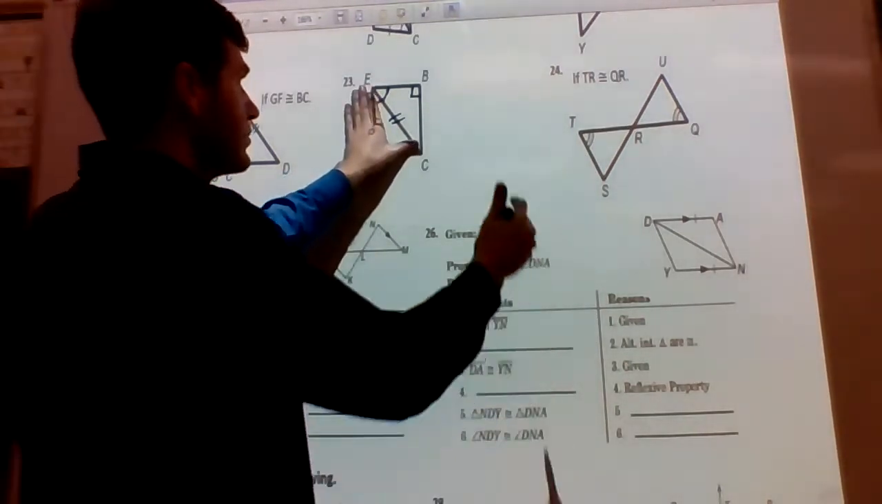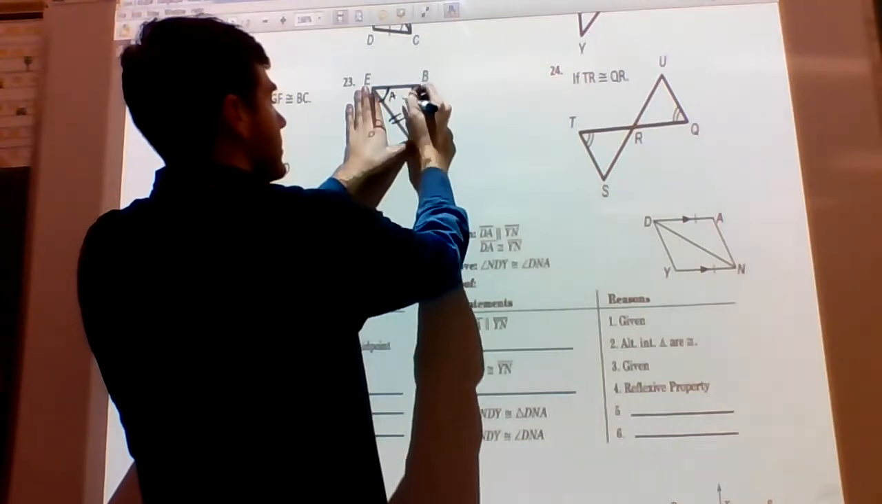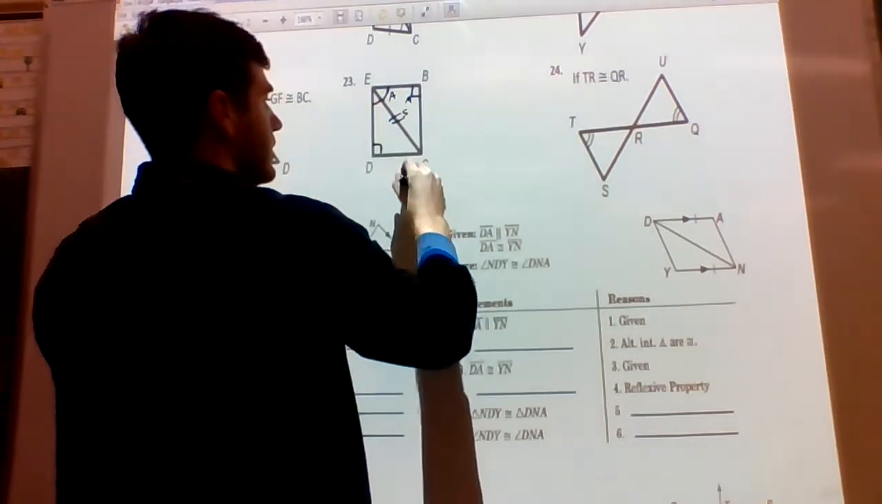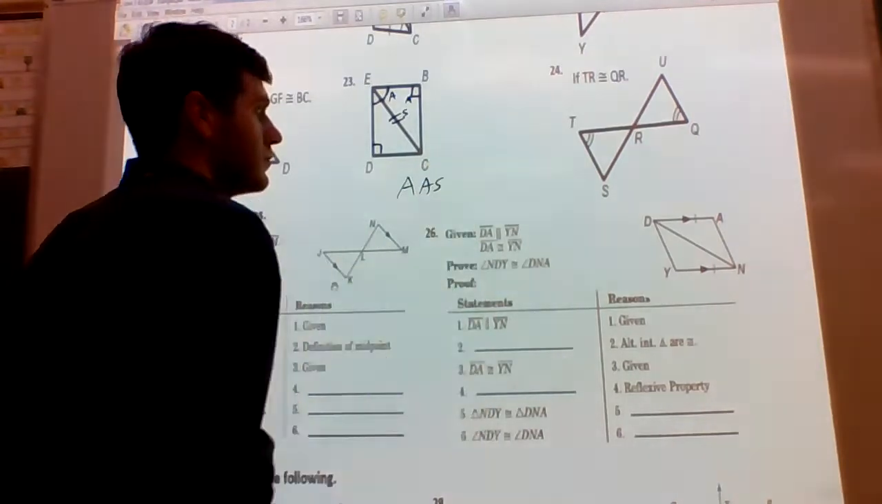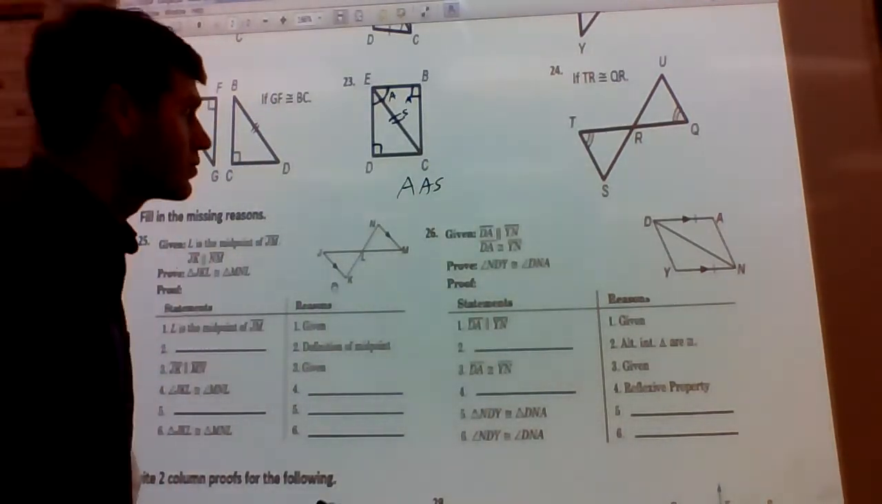Cover up one of the triangles. Is this an angle or a side? This is an angle. Angle or side, that's an angle. Angle or side, that's a side. So angle, angle, side, which is one of our postulates. So by the angle, angle, side theorem, we know the triangles are congruent.